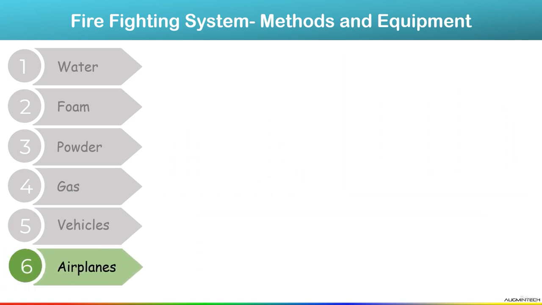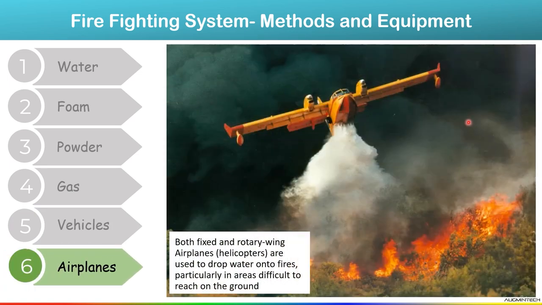Now, the sixth point is airplanes. When you see this figure, both fixed and rotary wing aircraft, airplanes or helicopters, are used to drop water onto fires, particularly in areas difficult to reach on the ground. Suppose a fire occurs in a forest. At that time, with the help of a helicopter, you can drop water onto the fire and easily extinguish it. So these are the six methods and equipment to extinguish fire easily.